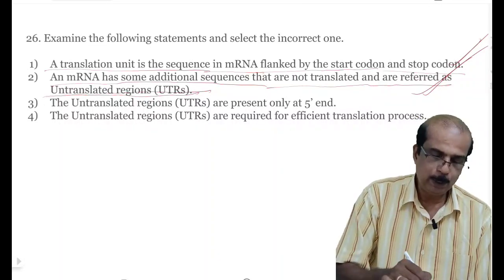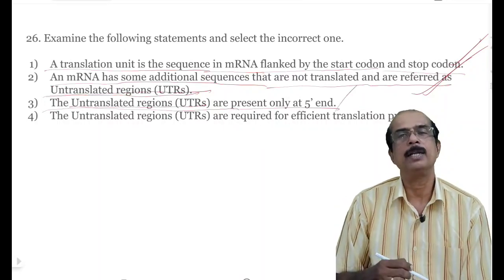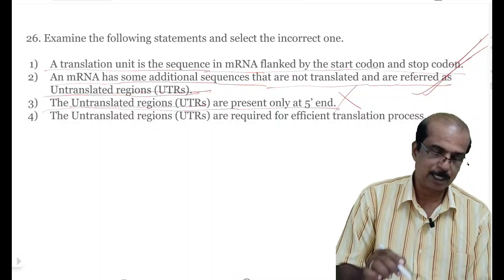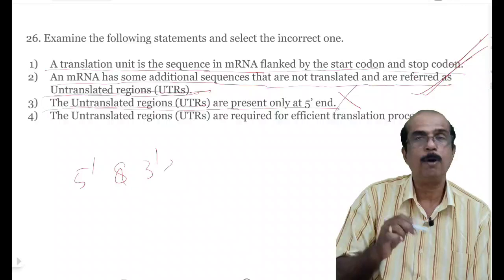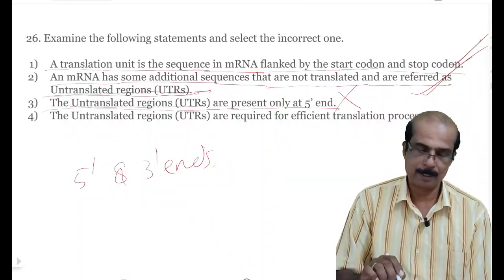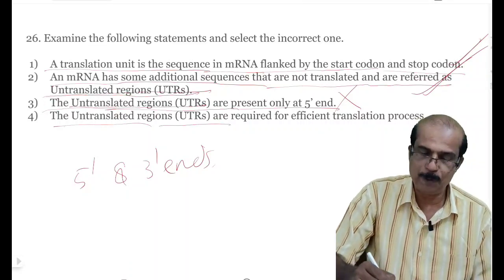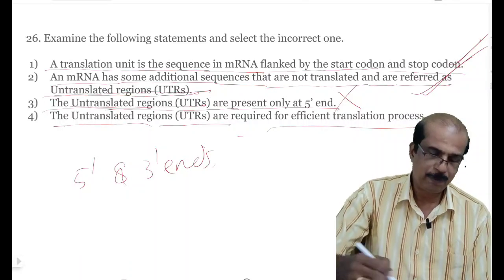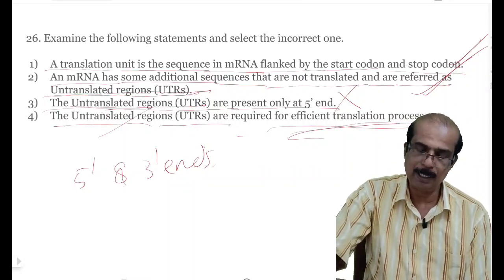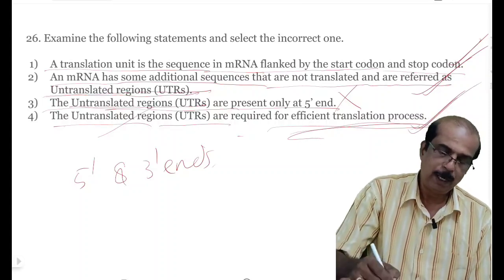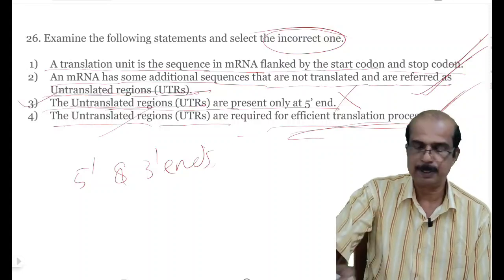Statement is correct. The UTRs or untranslated regions are present only at 5' end, and it is a wrong statement. UTRs of the translation unit are present both at 5' and 3' ends. In both ends we can see the UTRs. That is the wrong one. The untranslated regions or UTRs are required for efficient translation process. The function of UTRs is making the translation process very efficient. So the statement is also a correct one. So we have to select the incorrect one from these options. So our answer is third option. Third option is our answer.